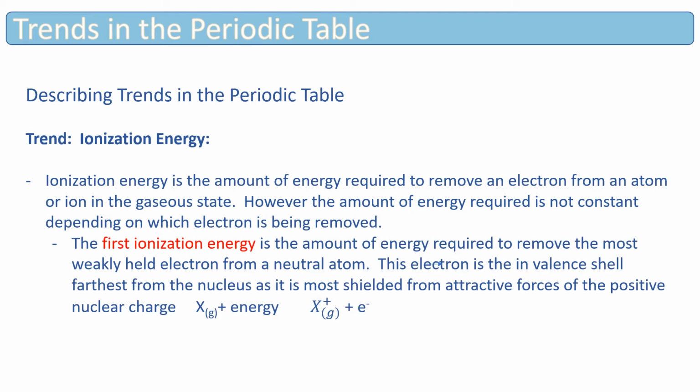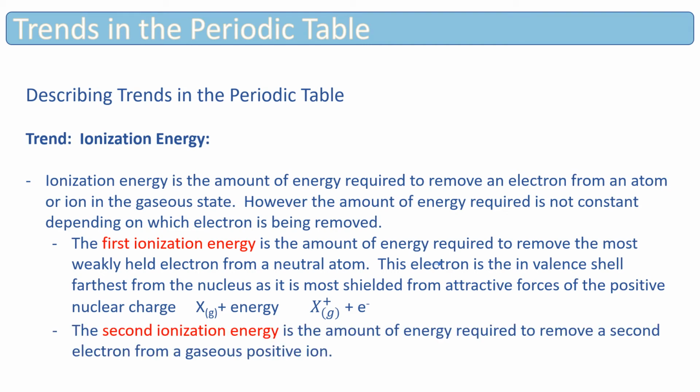The first ionization energy is the amount of energy required to remove the most weakly held electron from a neutral atom. This electron is in the valence shell farthest from the nucleus, as it is most shielded from the attractive forces of the positive nuclear charge. So we have the element plus energy to produce the element as an ion with a positive charge plus the negative electron.